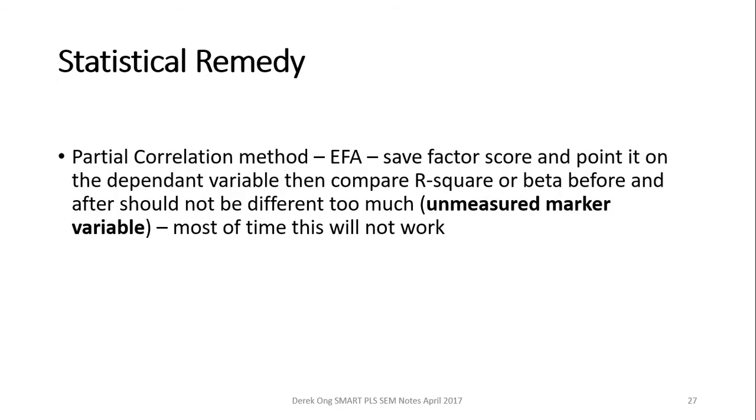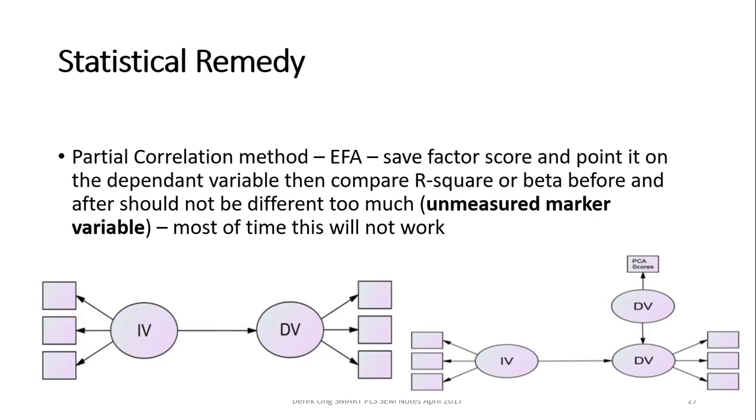The first one is using the partial correlation method: the EFA, saving the factor scores, and then pointing it onto the dependent variable and comparing the R-square or beta. After, it should not be different too much. And this is what we call the unmeasured marker variable. This is only used if, let's say, you have already collected your data. But I must warn you that most of the time this would not work, because if there is already CMV inherent in the data, then it can show again. But again, like I said, miracles do happen, so we will see.